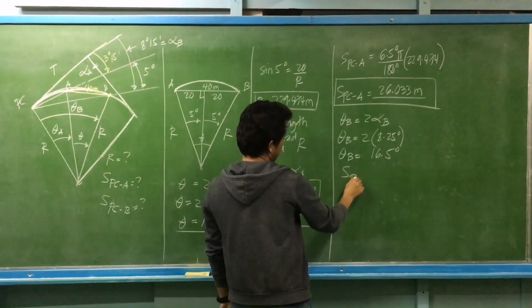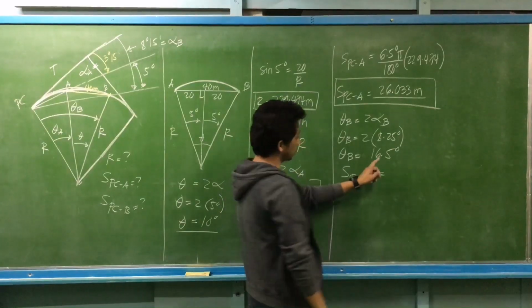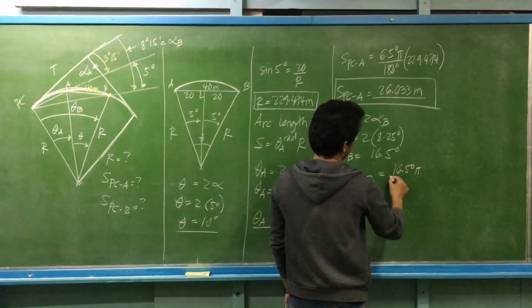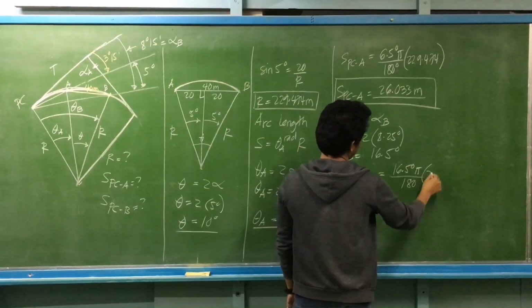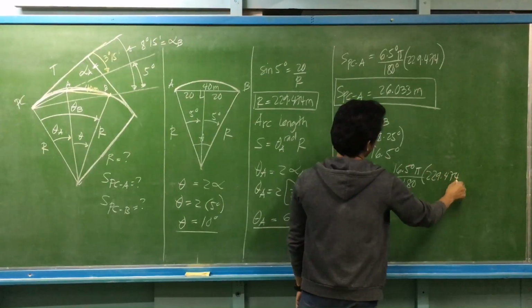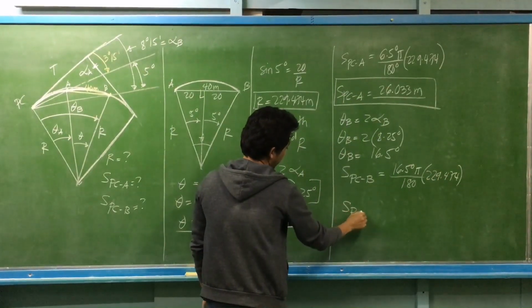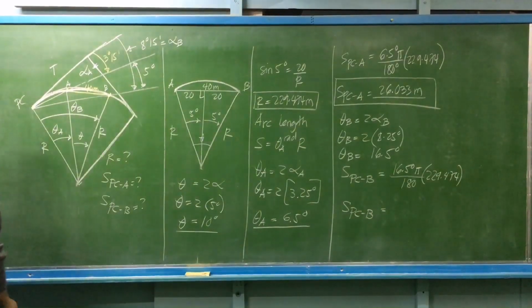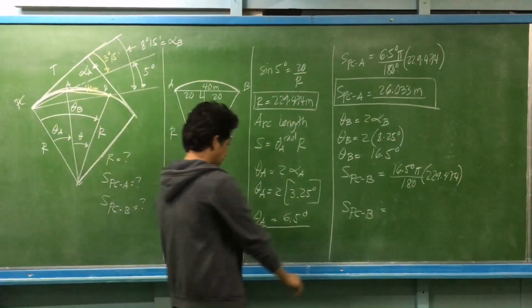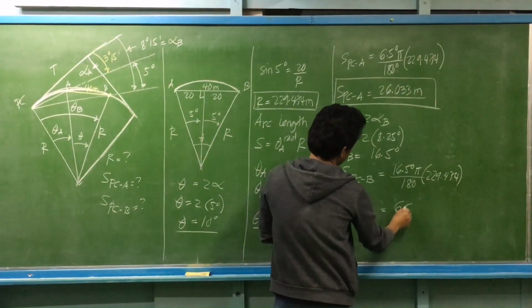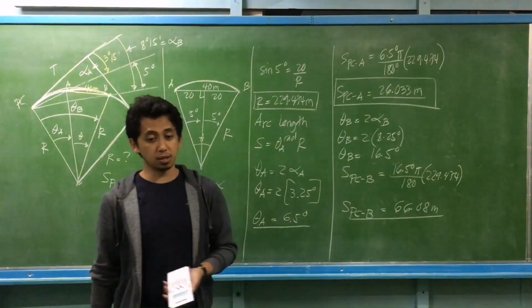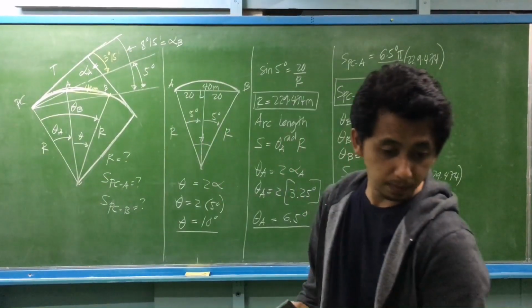The arc length from PC to point B: we convert to radians, 16.5 degrees times pi divided by 180, then multiplied by the radius, 229.474. So we get the arc length from PC to point B, and that is equal to 66.08 meters. So the choice is 66.08, letter B.